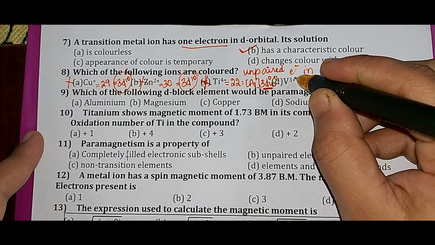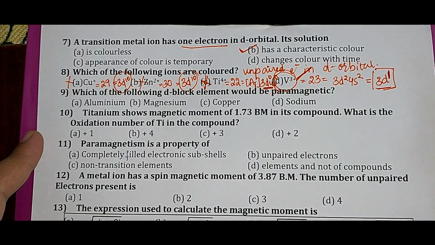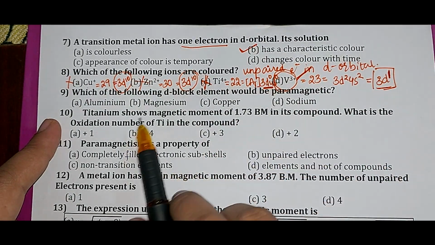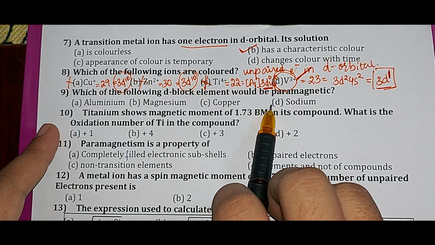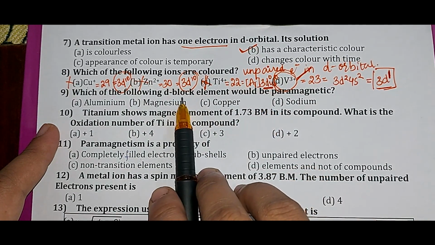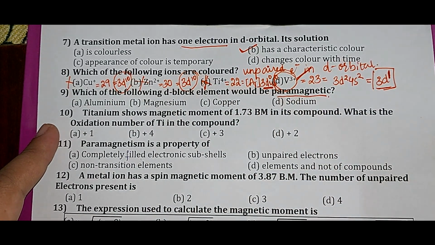exhibit color. Hence the correct option is option D, vanadium. Vanadium in the +3 oxidation state exhibits color. Then question number 9. Which of the following d block elements would be paramagnetic? So they have asked which is a d block element that is paramagnetic. It is paramagnetic if it has an unpaired electron.